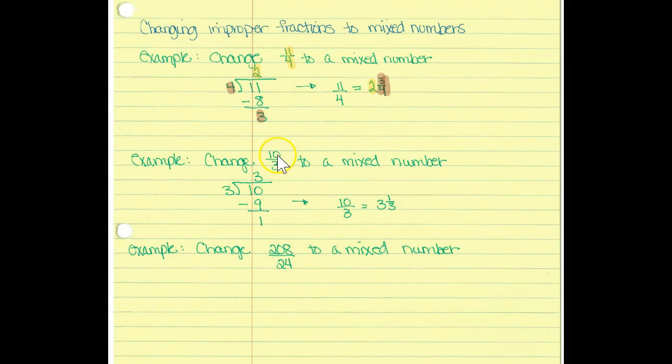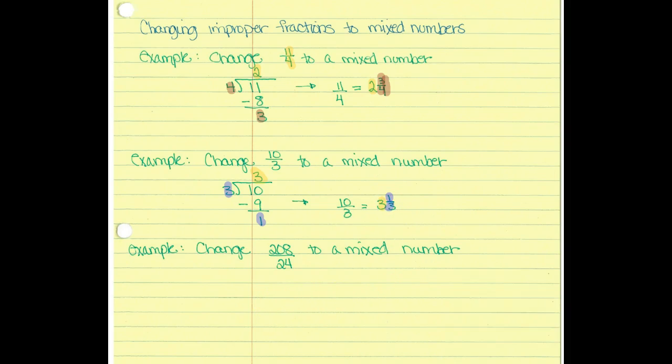The improper fraction of 10/3, we're going to divide 3 into 10. So 3 goes into 10 3 times. 3 times 3 is 9. 10 minus 9 is 1. So our remainder is 1. So our mixed number is going to be our whole number of 3 and our fraction as the 1 over our divisor of 3. Okay, so it's 1 over 3.